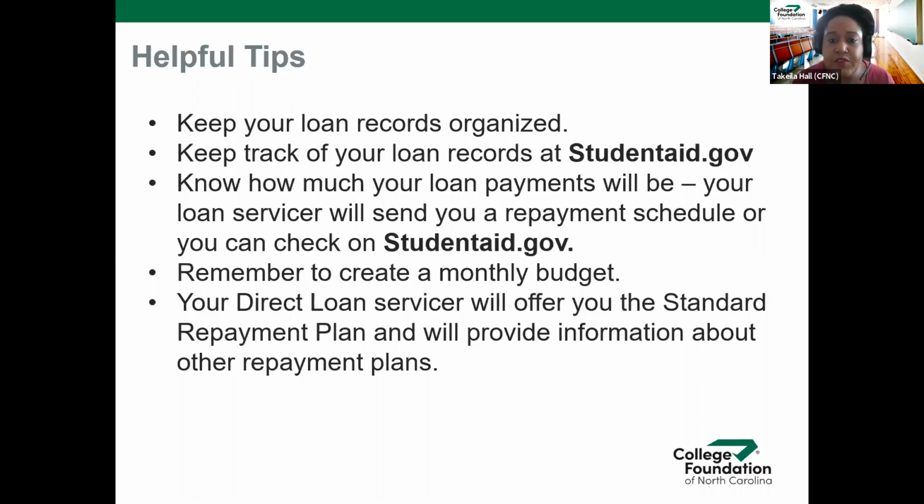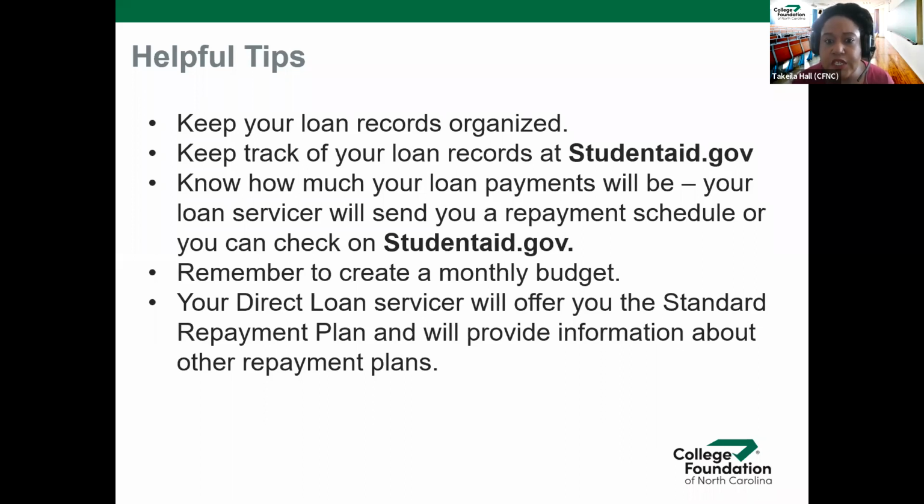Remember that if you stay under the standard payment plan, your payment would be at least $50. That's the smallest one that you have. And then, of course, we talked about several of the other repayment options that you had available.